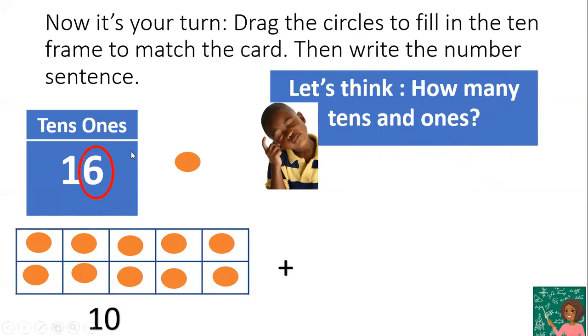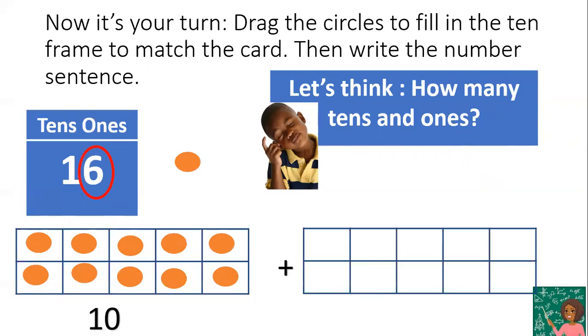So we have to make a new 10 frame and add 6 more dots. Get ready, go. Count with me. 1, 2, 3, 4, 5, 6. And I add a 6 number card. 10 plus 6 is 16. We were able to match our number card.